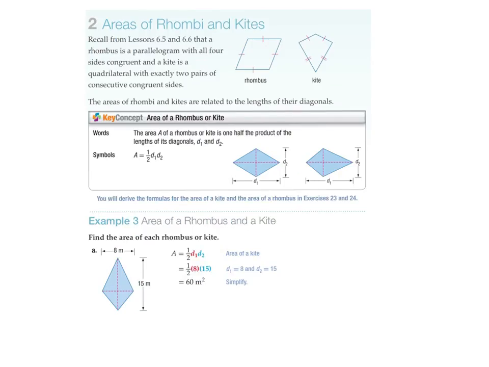Now to find the area of a rhombus and a kite, don't forget, so let's have a look at your rhombus. The rhombus has got 4 congruent sides, and your kite has got 2 sides that are congruent and the other 2 sides are congruent, but they both have the same formula to find the area. It's a half times diagonal 1 times diagonal 2.